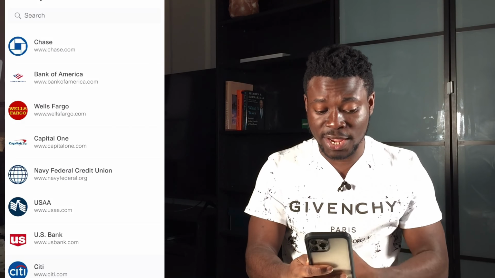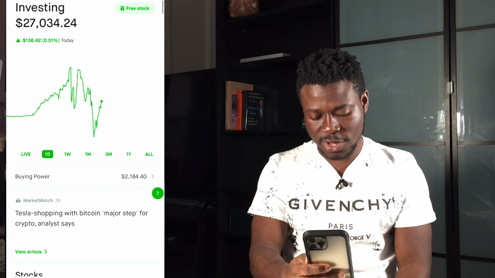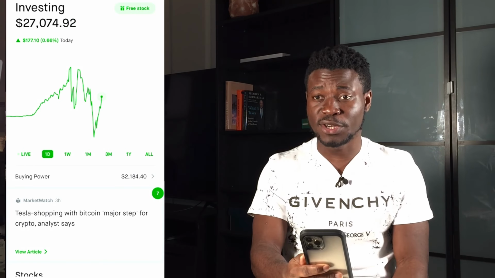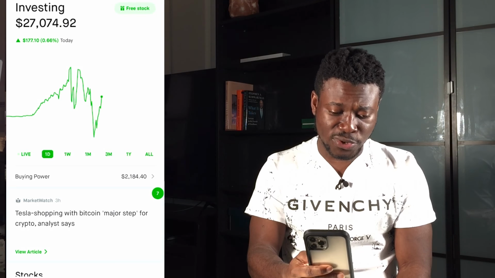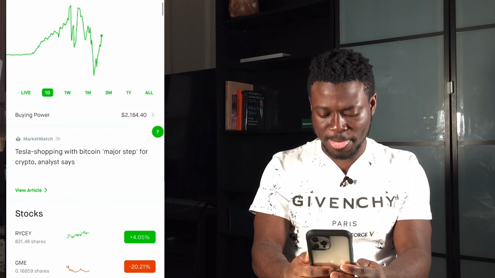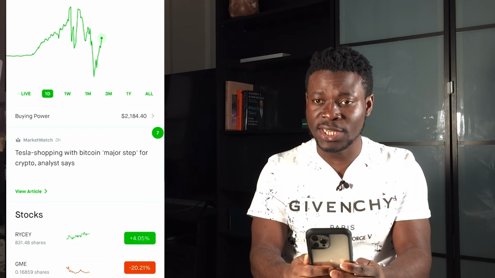You see now my buying power has gone up from $2,000 to $2,100. So that's good. You now probably have money in your account. So to continue with our process, we want to go to the search icon, which is down at the bottom in the middle.